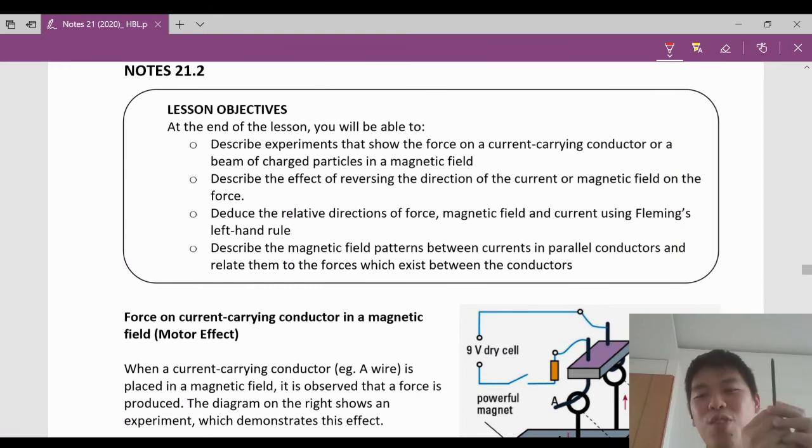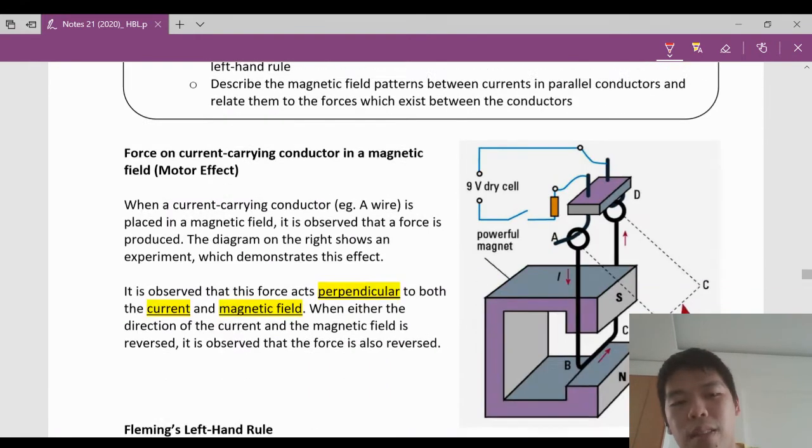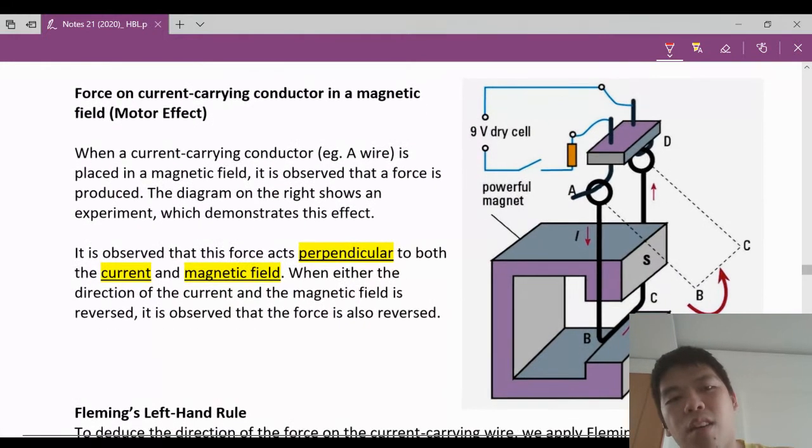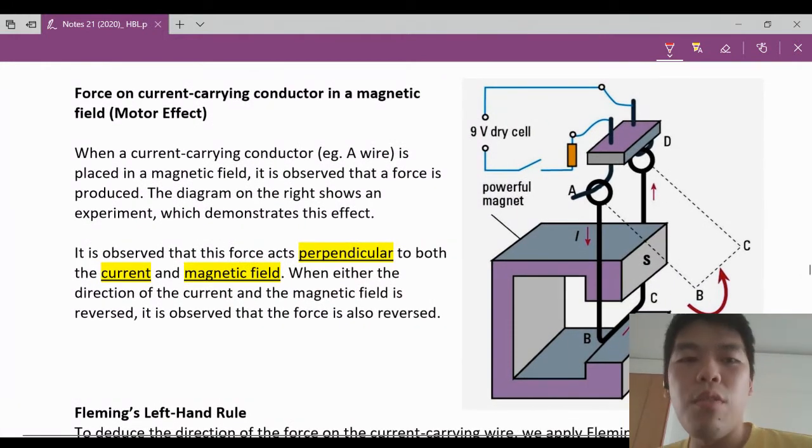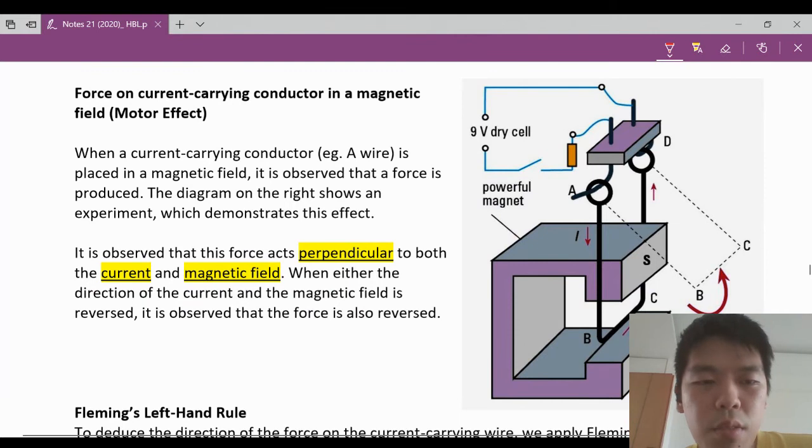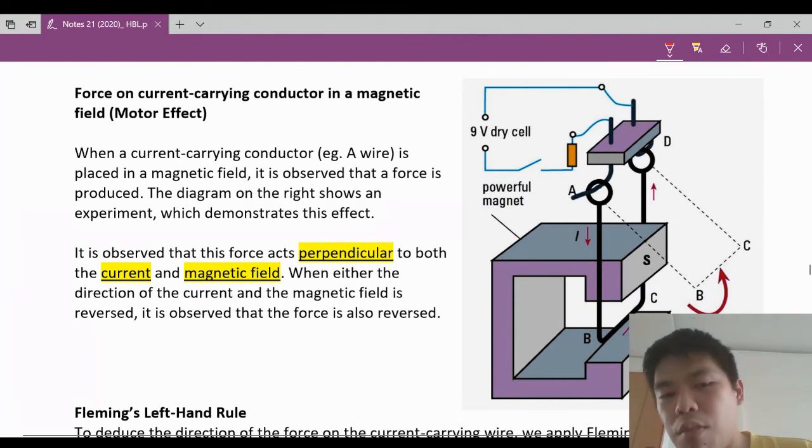So when we take a current and place it in a magnetic field, what will happen is there will be a force being produced. This is what we call the motor effect. So let's start. Force on the current carrying conductor in a magnetic field is called the motor effect. I have a wire that carries a current and I place it in a magnetic field. A force will be observed, and we'll use this diagram to demonstrate the effect.